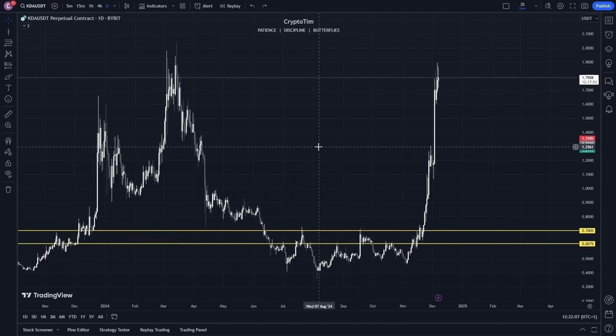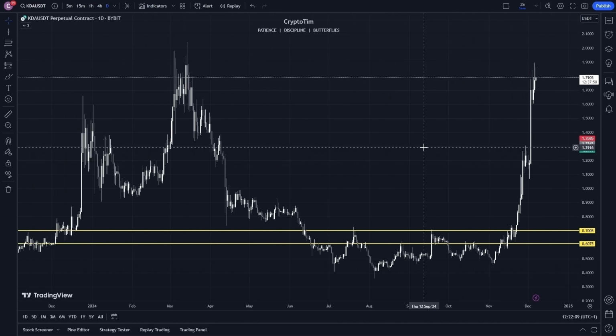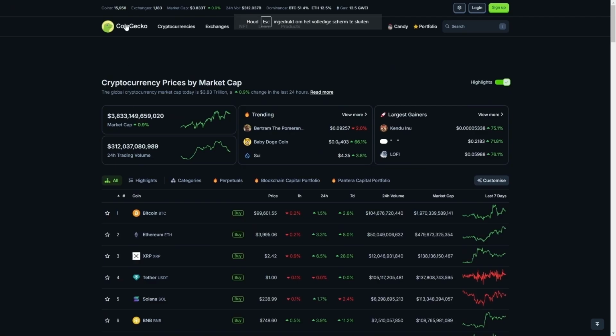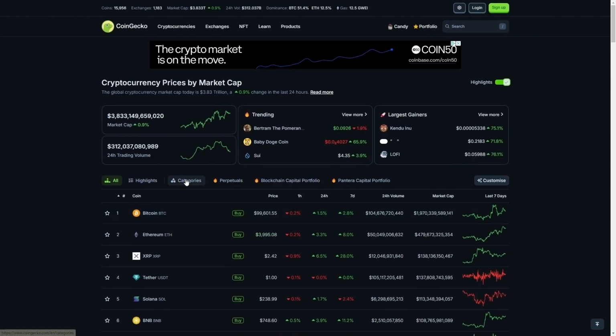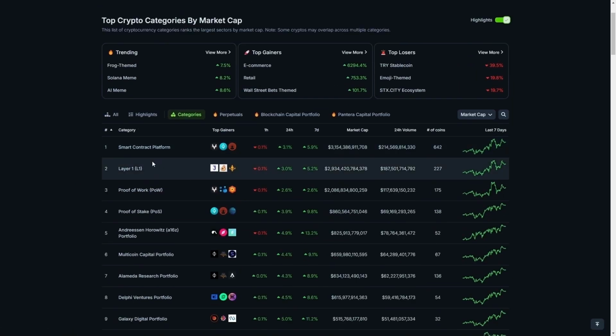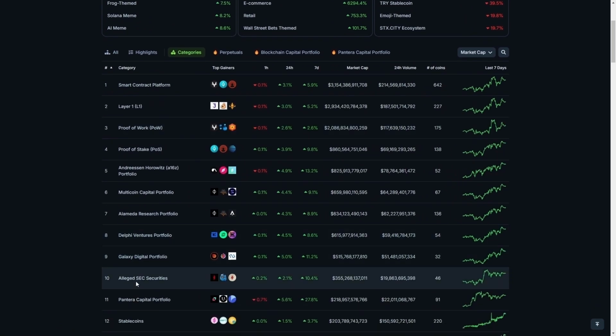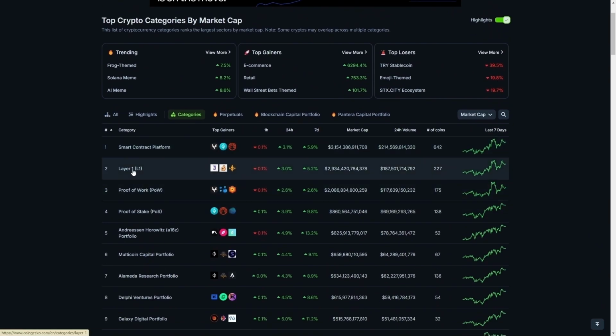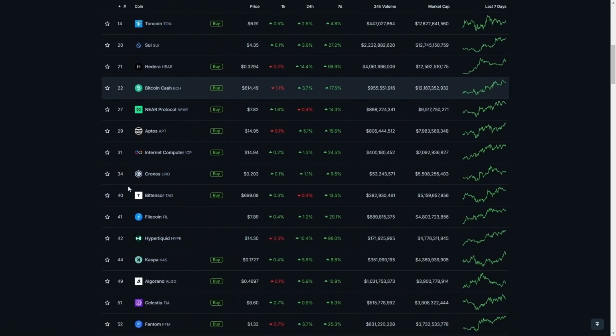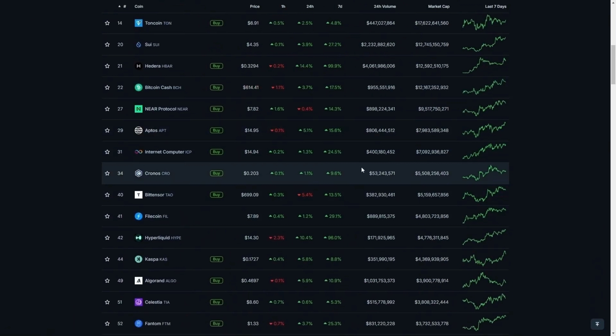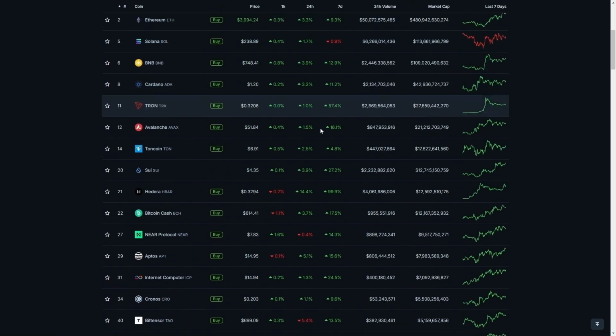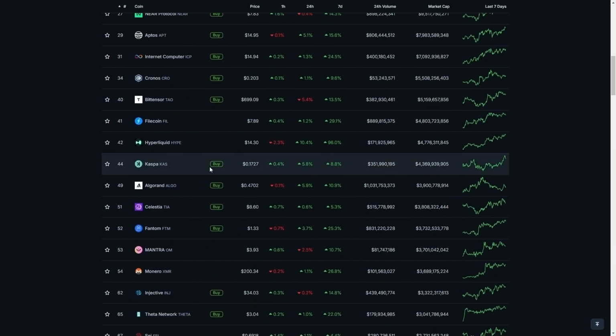Let's go back to the Cadena chart. Once you've spotted a coin that did not have this big bump yet, what you need to do is go to CoinGecko, and I'll put a link in the description. You go to categories, and here you can find different categories of coins. Let's say I'm looking for a layer 1. You can also find coins that didn't pump yet right here. You can see the price movement in the last 7 days. You can go through it.